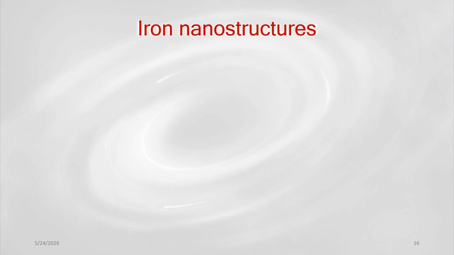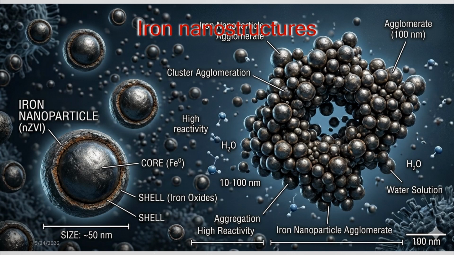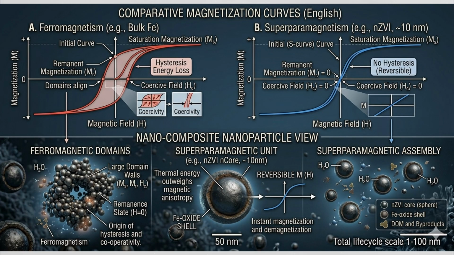The formation of magnetic domains can be observed particularly well in iron nanostructures. Because of their extremely small size, typically between 1 and 100 nanometers, these structures often form a single magnetic domain and therefore display properties that differ significantly from those of bulk iron. Iron nanoparticles smaller than about 20 to 30 nanometers exhibit what is known as superparamagnetism.